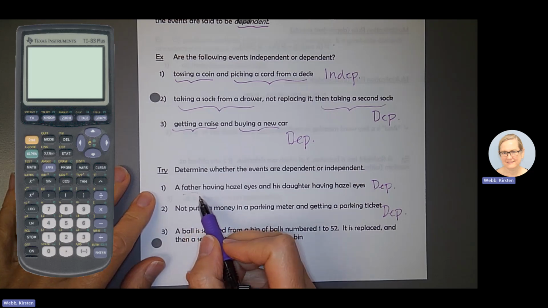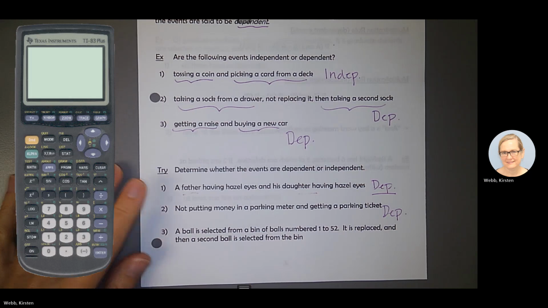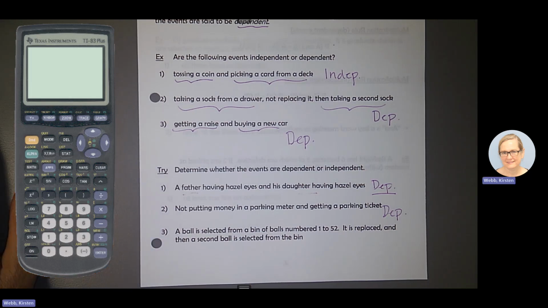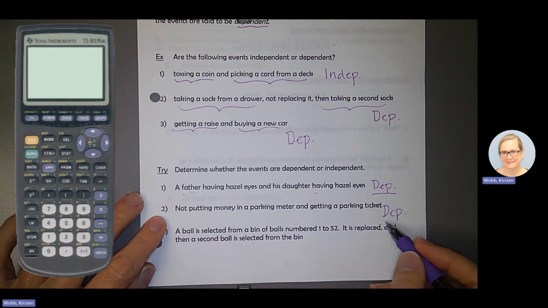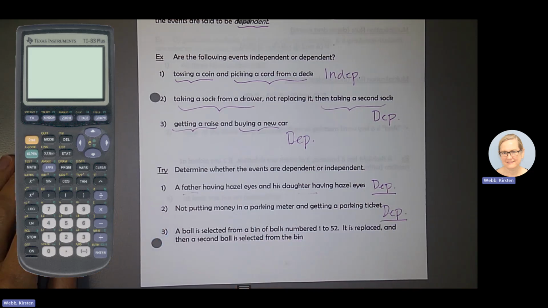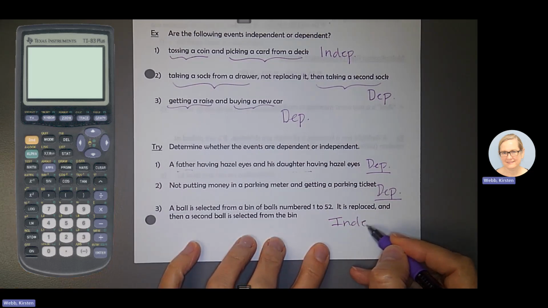The color of a father's eyes does affect the color of the daughter's eyes, doesn't it? There's a link there. Probability link. If you don't pay your parking meter, you're more likely to get a ticket. There's a probability link there as well. Sounding good? And that would leave us with independent for number 3.